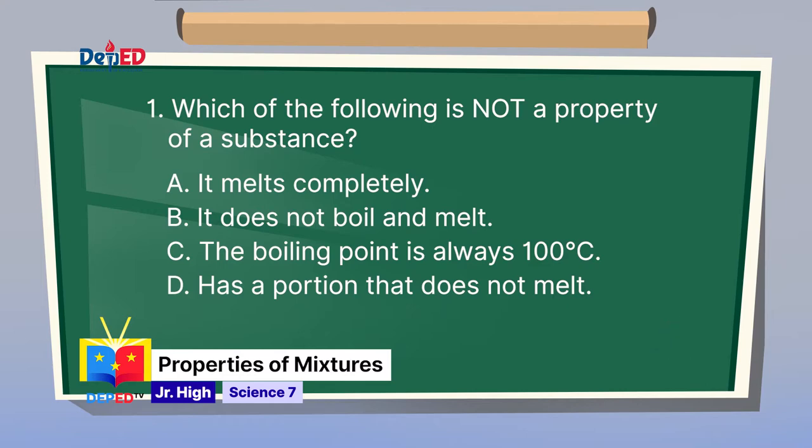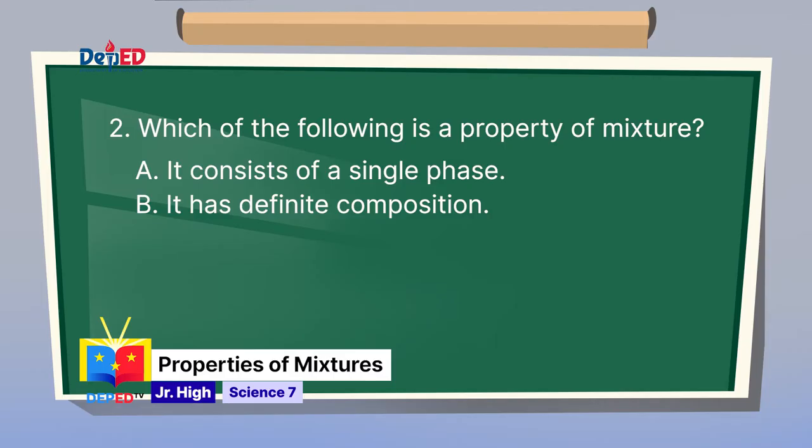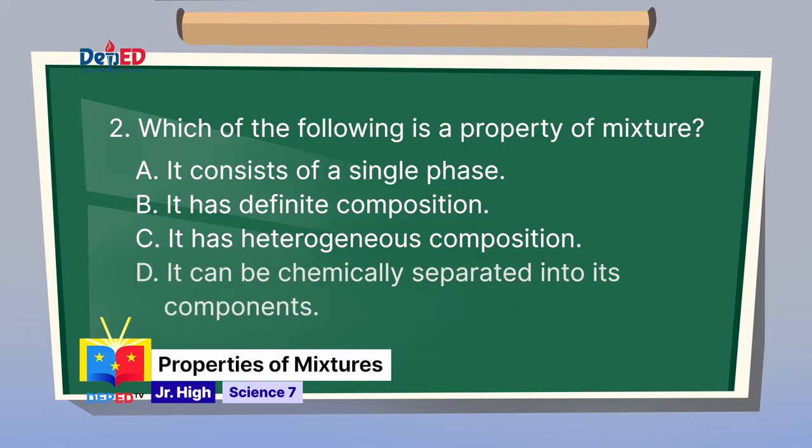Among the choices, letter A describes the property of a substance. The correct answer is letter A. Number 2. Which of the following is a property of mixture? A. It consists of a single phase. B. It has definite composition. C. It has heterogeneous composition. D. It can be chemically separated into its components.